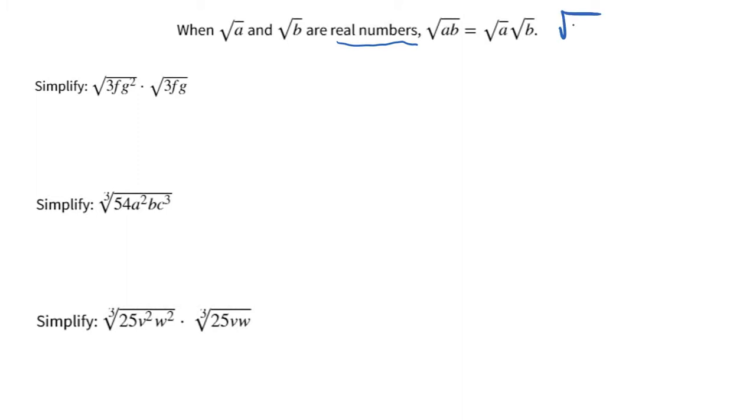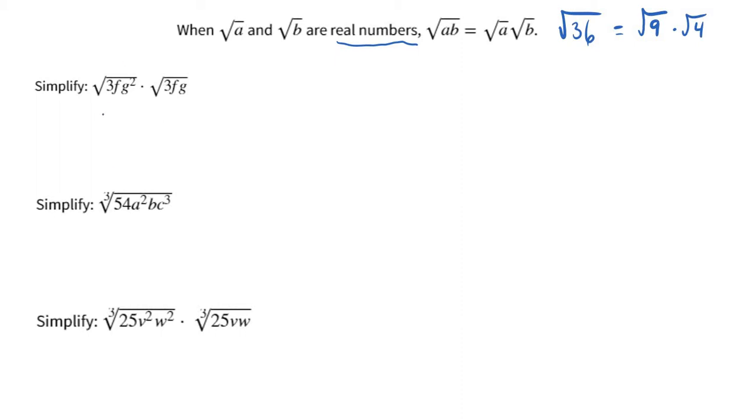How about the square root of 36? Well, we know that's 6, right? Well, I could also break that up as the square root of 9 times the square root of 4, which is 3 times 2. Okay, that's 6. So again, just an easy example to illustrate that principle.